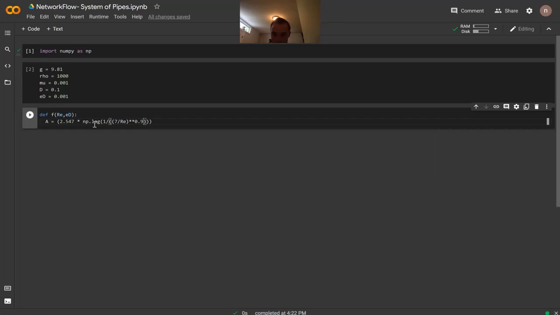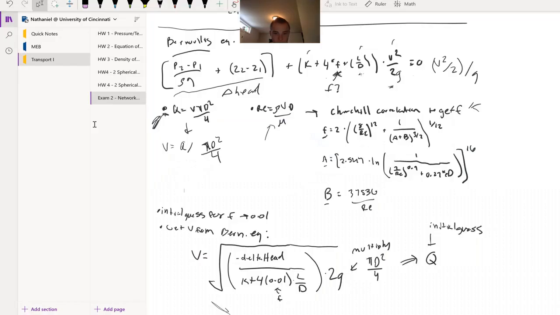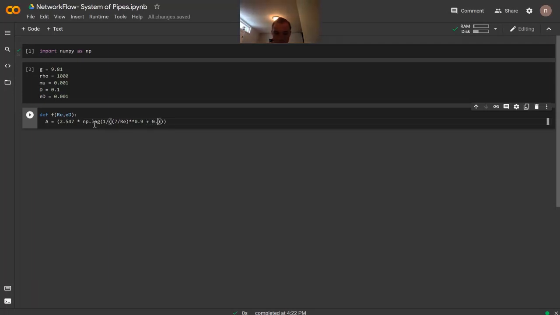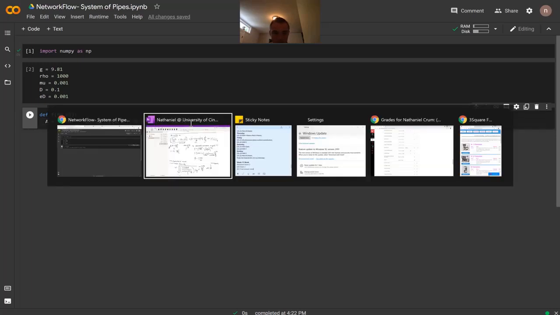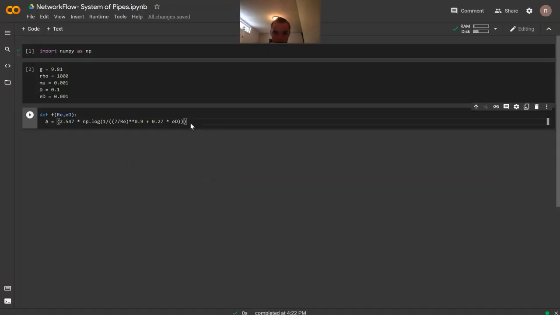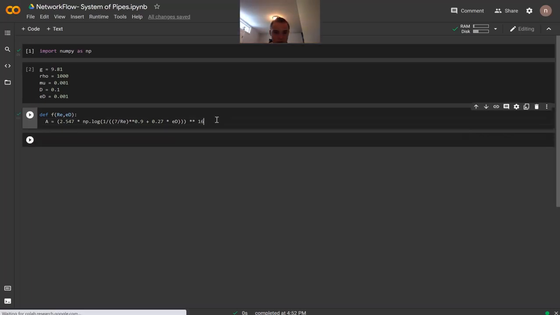And then what's next? We have plus 0.27, and then we have times our relative roughness ED. And then that will all be raised to 16. So we can go ahead and do that next. So raise all that to 16. Shift enter that. Should be good, okay.